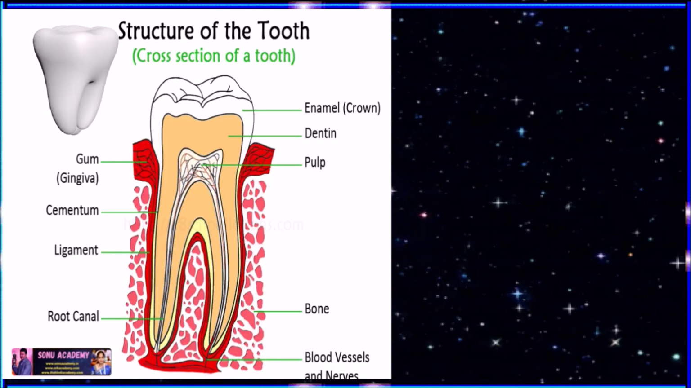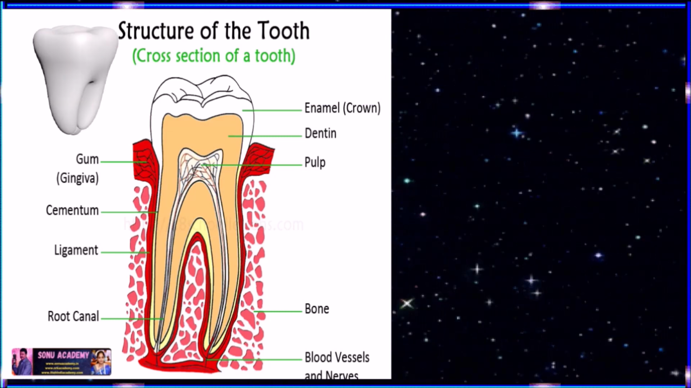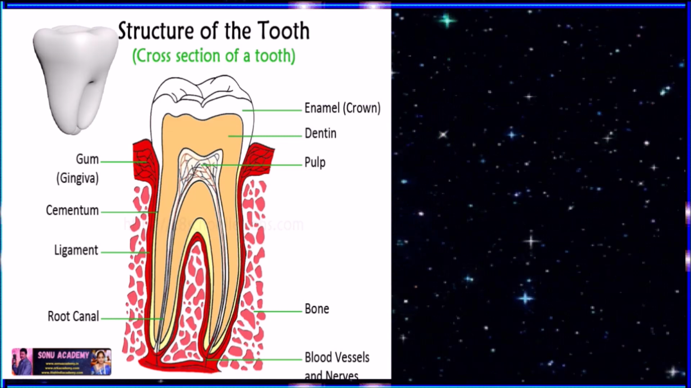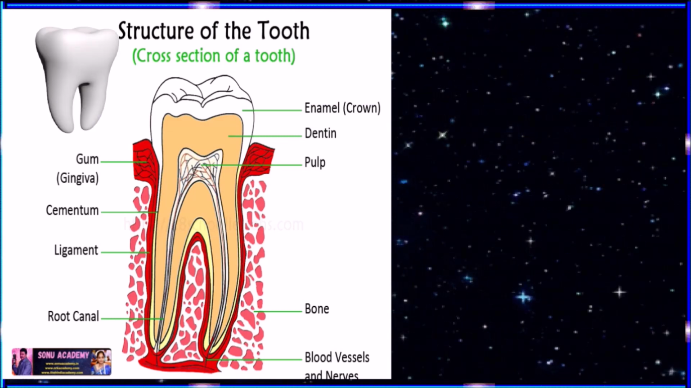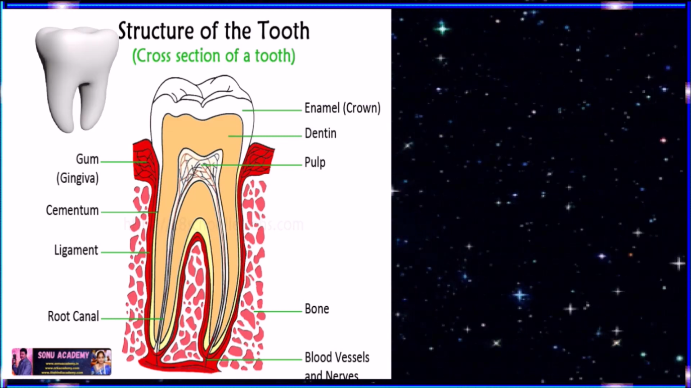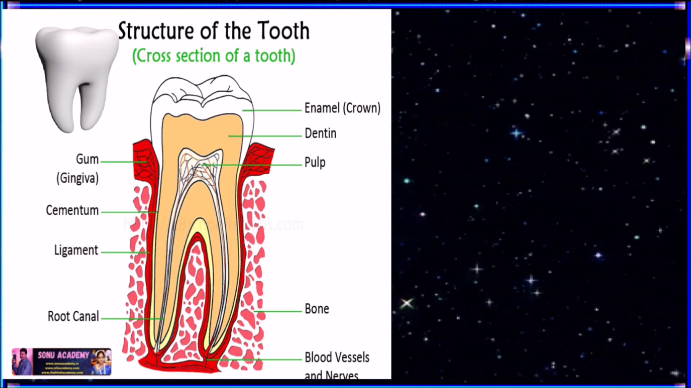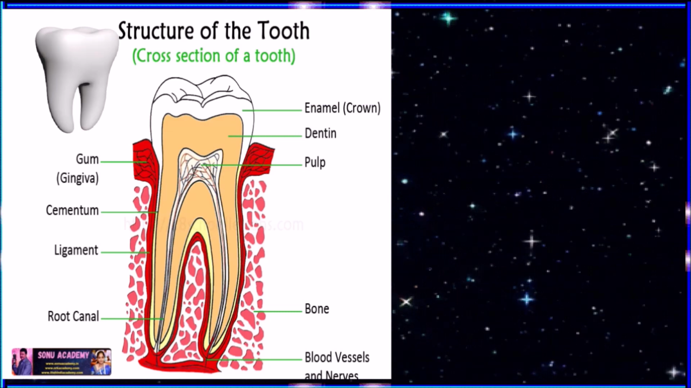Now let us discuss the structure of teeth. Children, as we already discussed, teeth are embedded in the jaws. Man has a fixed upper jaw and a movable lower jaw. Each tooth consists of 3 parts: crown, root, and neck. Let us see what the crown is.